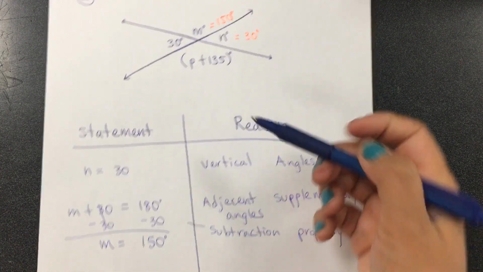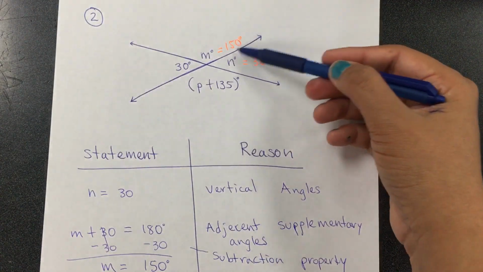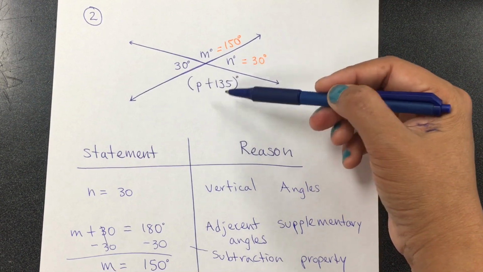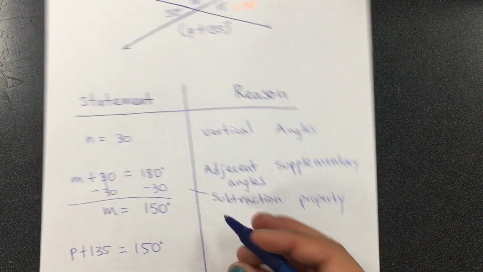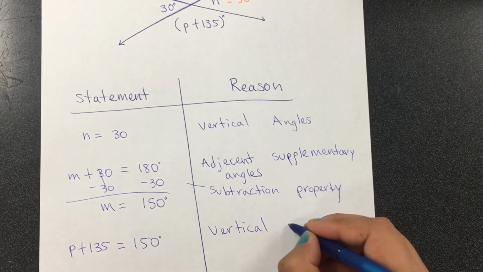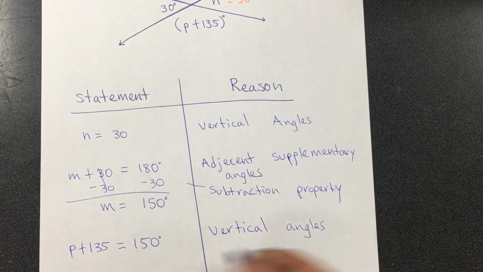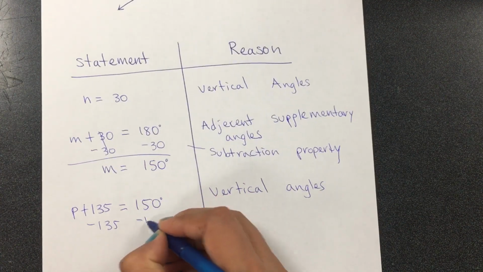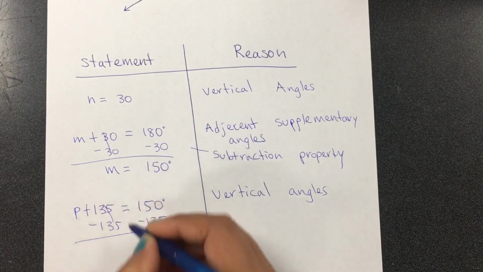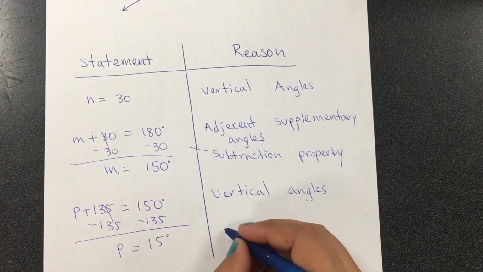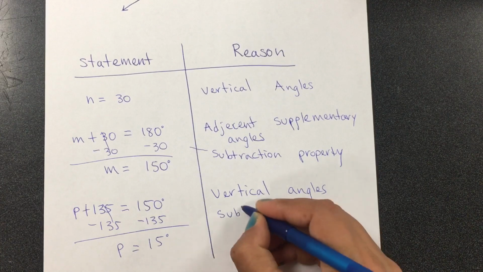And the reason is because we already found out that this is 150, this is measurement in expression, but they are vertical angles, okay? And so we subtract 135 from both sides. And so P is equal to 15 degrees. Okay, we're doing the subtraction property.